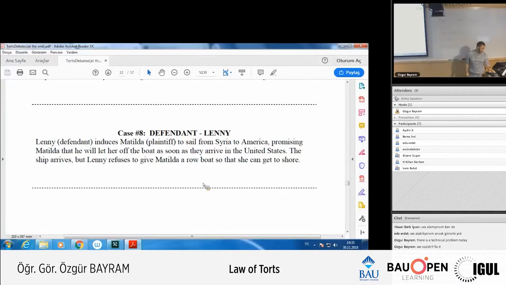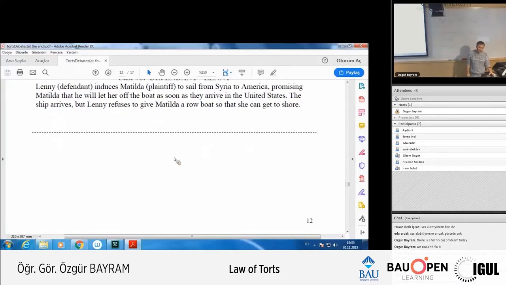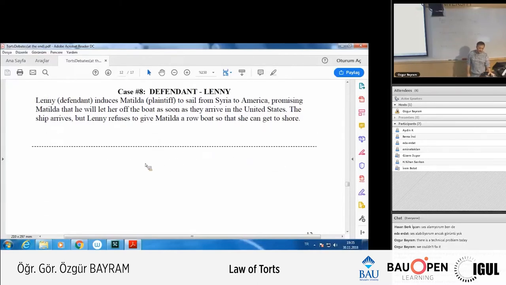Okay, I understand. It's like a truckload of immigrants and they all suffocate in the truck. So that's a criminal offense, automatically criminal. If there's death, it's not civil, it's not tort. There's no death here. Although sometimes battery and assault can also be criminal as well.